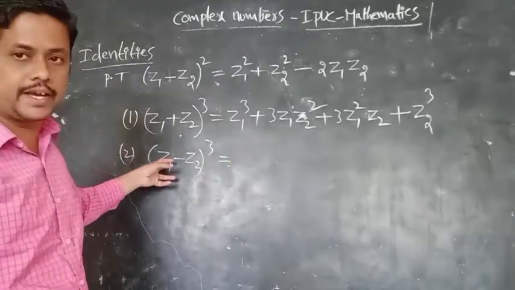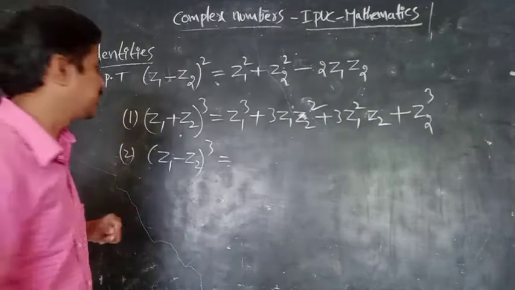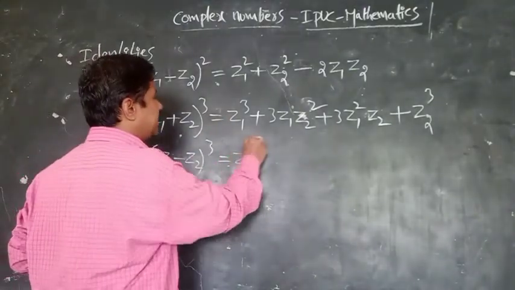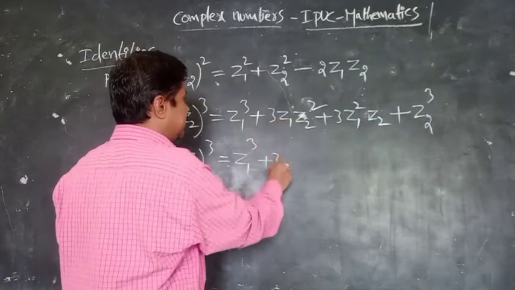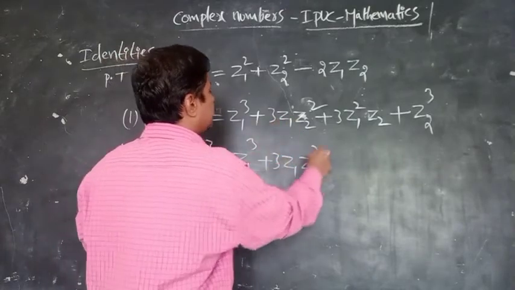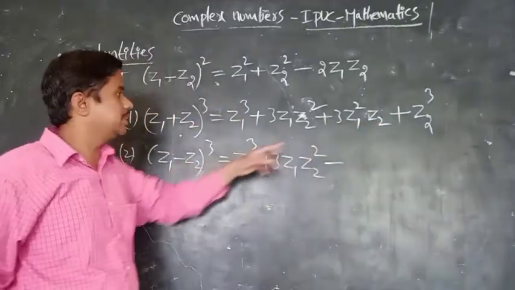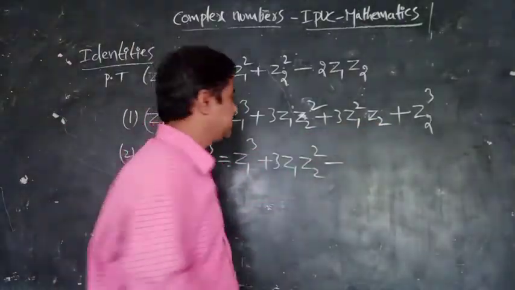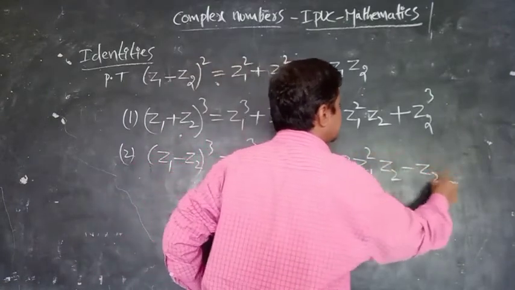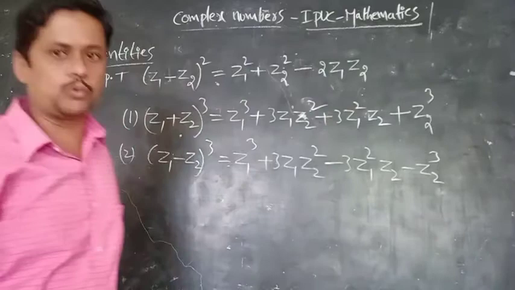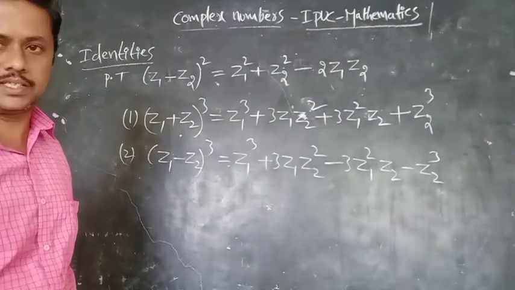Next identity: (Z1 - Z2) whole cube. Wherever minus comes, it comes the same. Z1 cube has plus, so plus comes. 3Z1 square Z2 gets minus, and since Z2 is single with minus, so that's why minus. So 3Z1Z2 whole square minus Z2 whole cube, like that. Very easy identity.